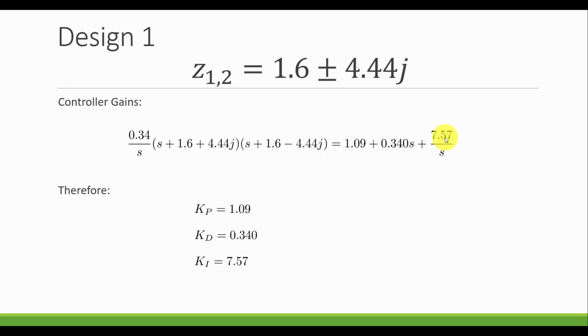So Kp, the proportional part, is just the constant. Kd, the derivative part, is the term in front of s. And the Ki, the integral gain, is the term that is over s. So these are the three gains I'm going to use in my simulation to validate this design.